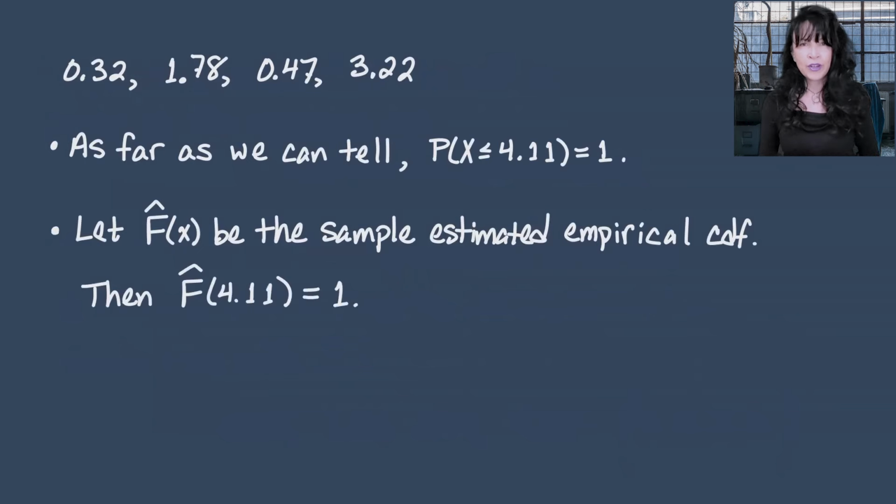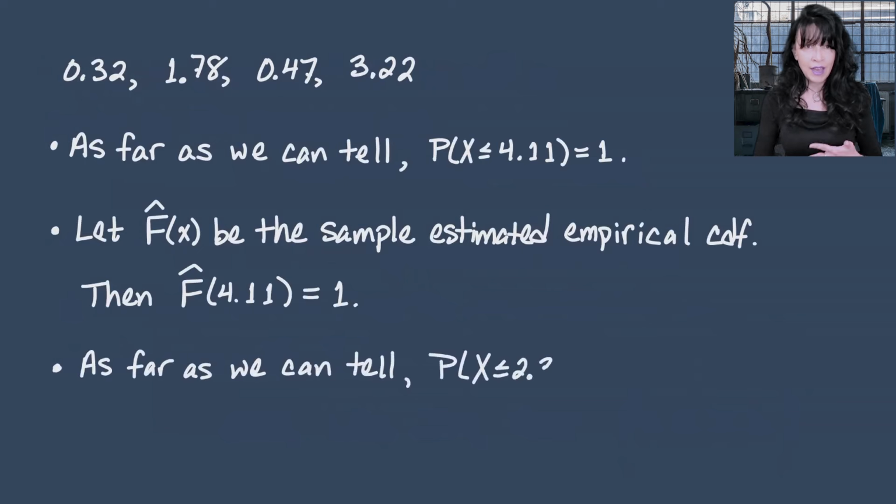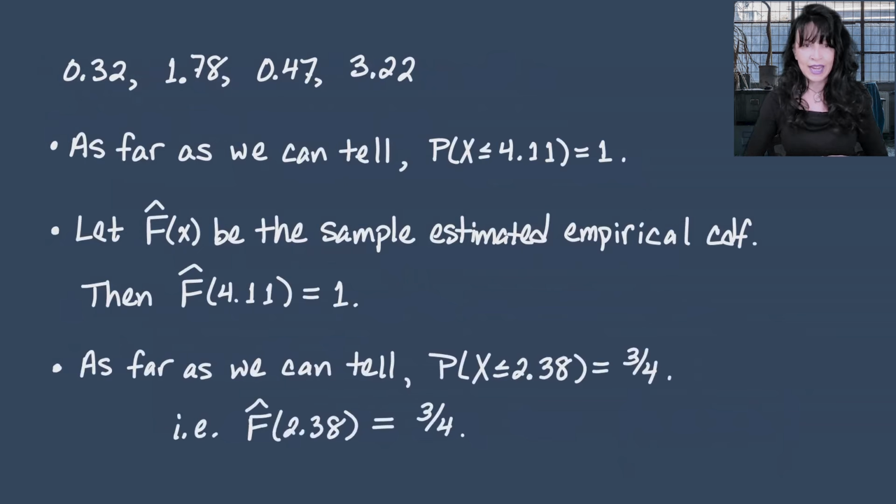So just to pull one more number out of the air, suppose I want to evaluate or define my empirical CDF at the number 2.38. So based on this sample and this sample alone, what do you think the estimated probability that x is less than or equal to 2.38 is? If you look at these numbers, 3 out of 4 of them fall into that condition of being less than or equal to 2.38. So I would estimate that the probability of seeing an x less than or equal to 2.38 is 3 out of 4, or 3/4.